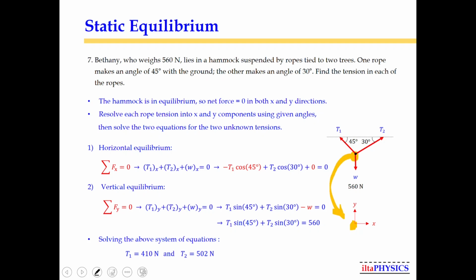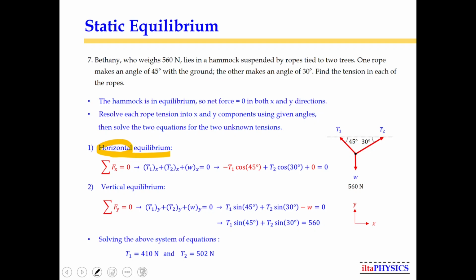Now let's draw a free body diagram for this equilibrium state. There are 3 forces acting on the hammock: 2 tensions acting diagonally to the right and left, and the force of gravity acting vertically downward. Let's start with the equilibrium in the horizontal direction.